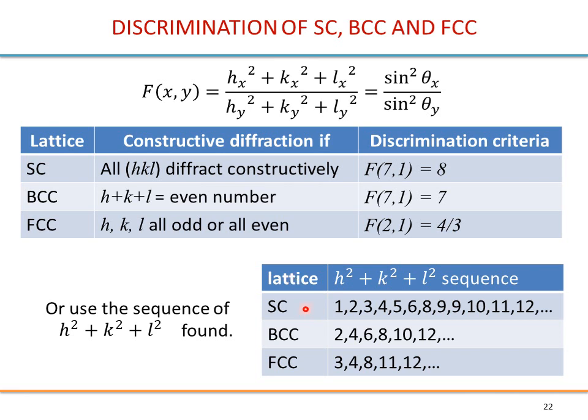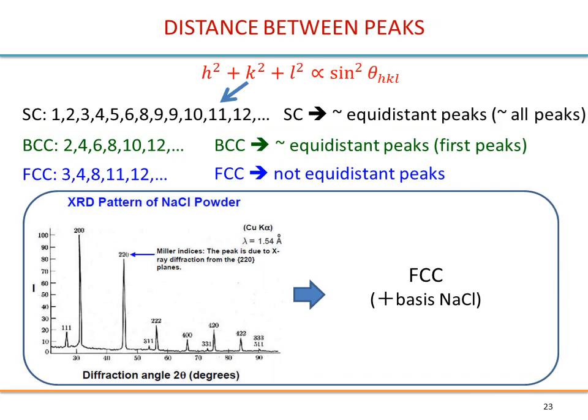For an SC you get 1, 2, 3, 4, 5, 6, then 8, 9, etc. For BCC you have 2, 4, 6, 8, 10, 12, etc. For FCC you have 3, 4, 8, 11, 12. So it's quite different, and this can be used to differentiate. We are going to see an example pretty soon.